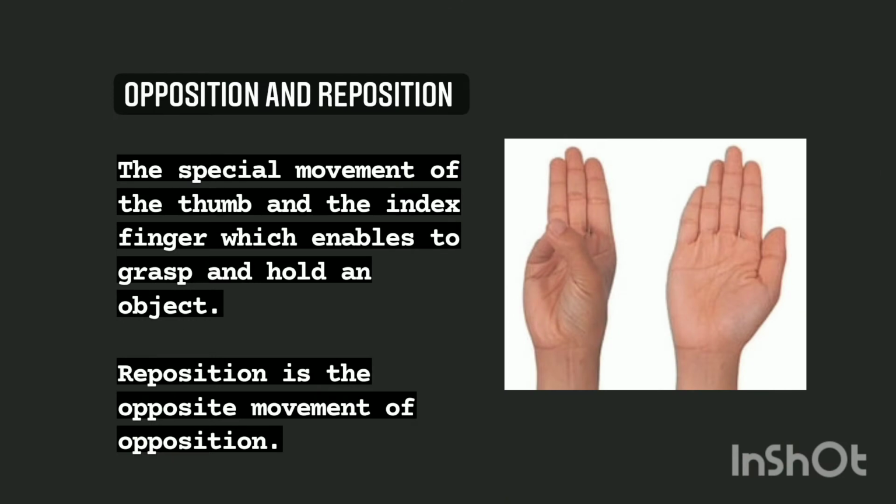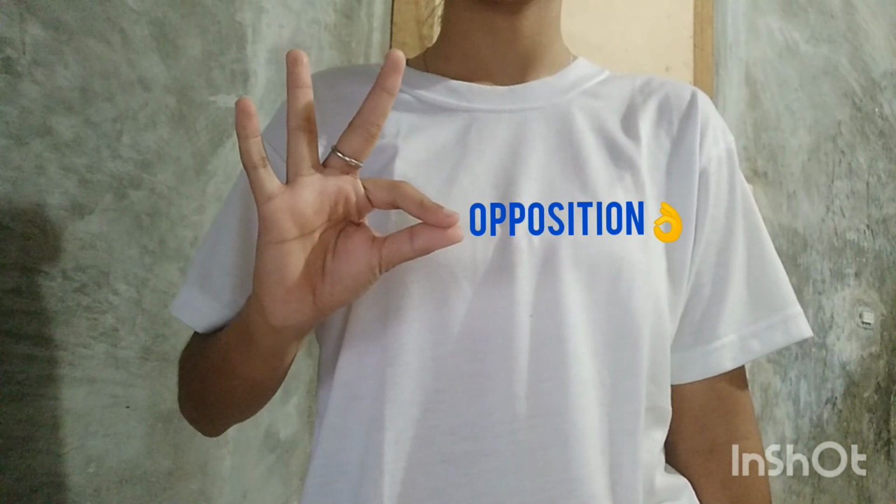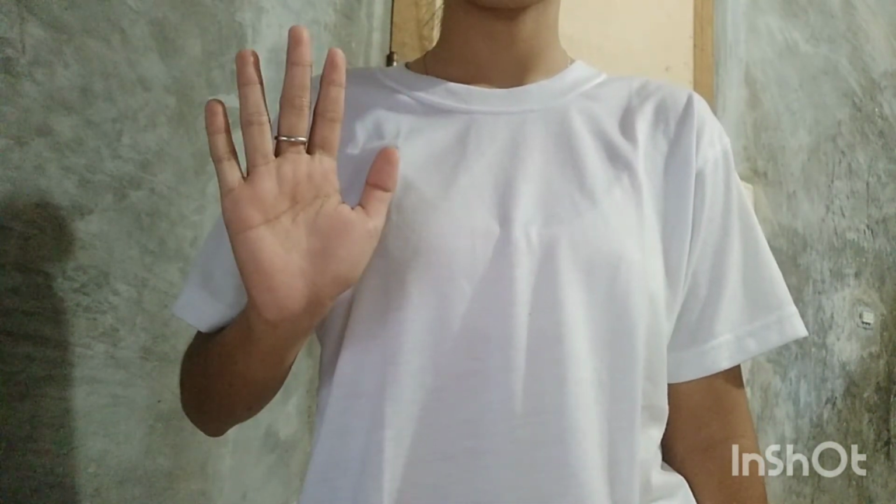Opposition and reposition. Opposition is a special movement of the thumb and the index finger which enables one to grasp and hold an object, while reposition is the opposite movement of opposition. Muscles and bones involved in opposition and reposition. The proper execution of opposition and reposition.